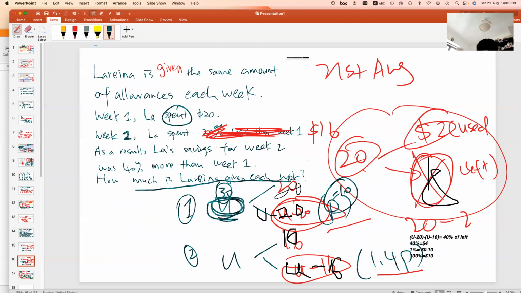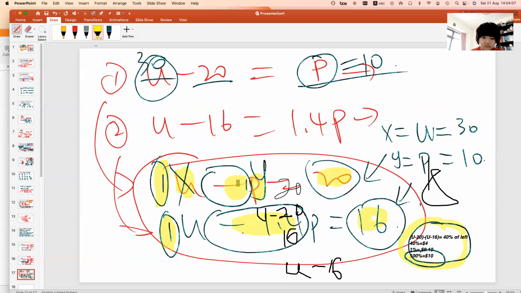20. Yes. That's the reason why some of the students just stop at 10. The question is not asking for that, okay? 10 is actually what we are left with in week 1. The question is not asking for left. The question is asking for U. That's why you go and look at the branch. U is what Loriana is given each week. So it's 30. So your manual method, you do it this way.